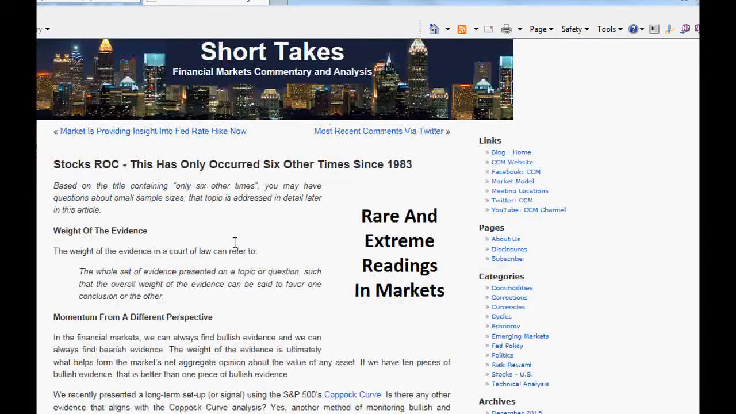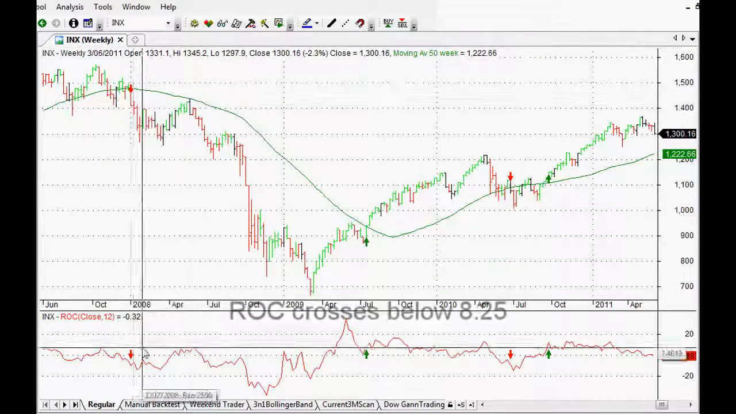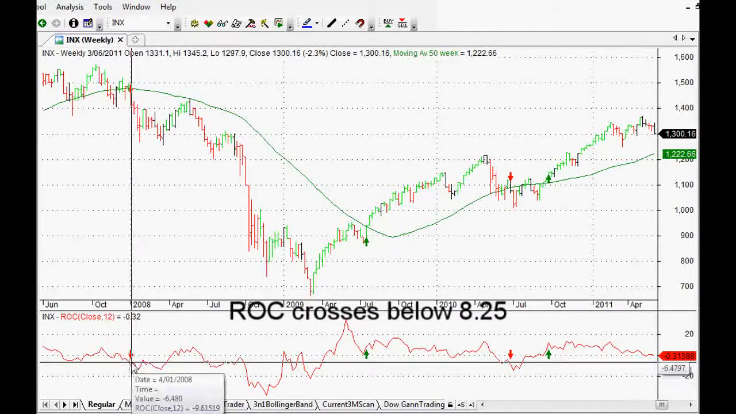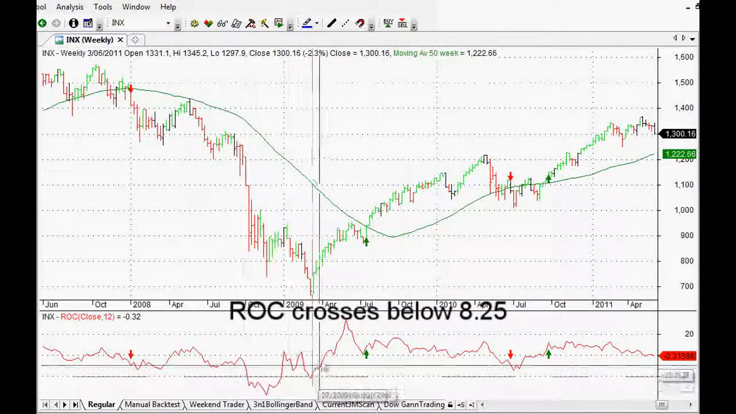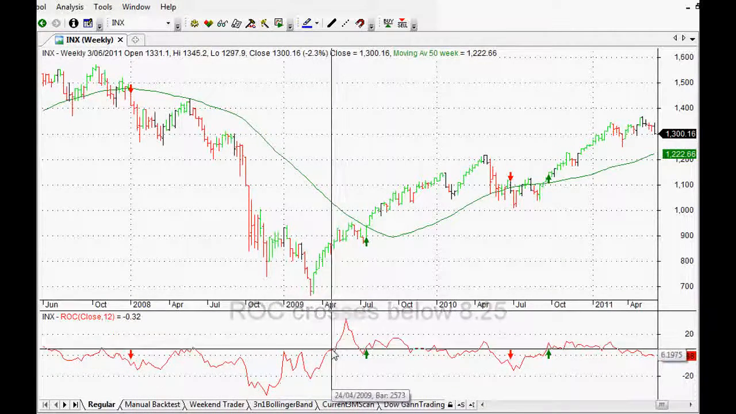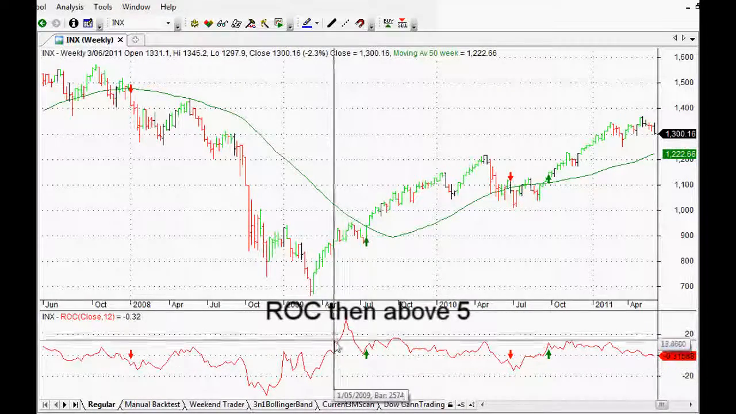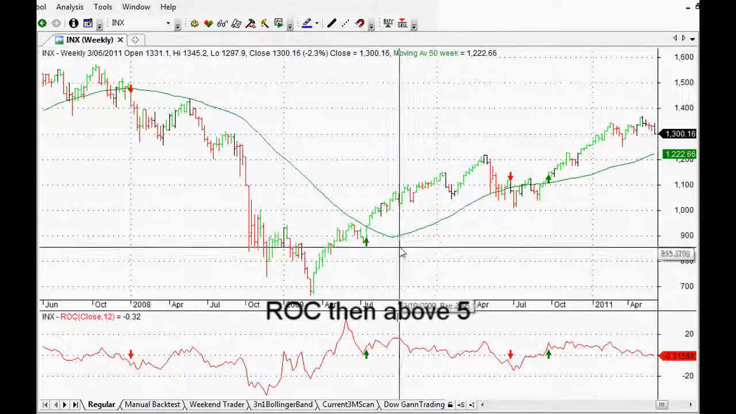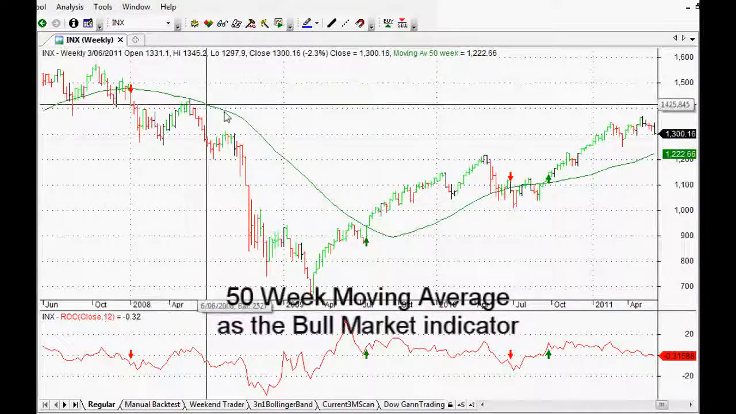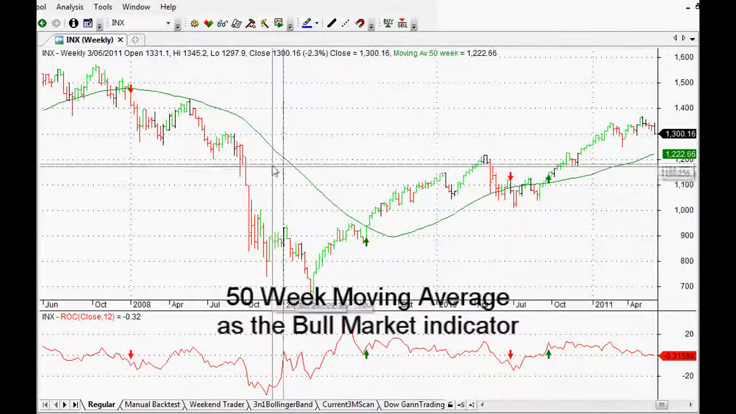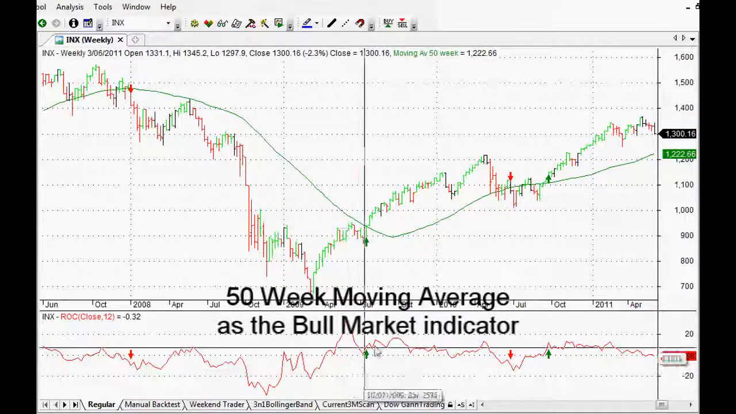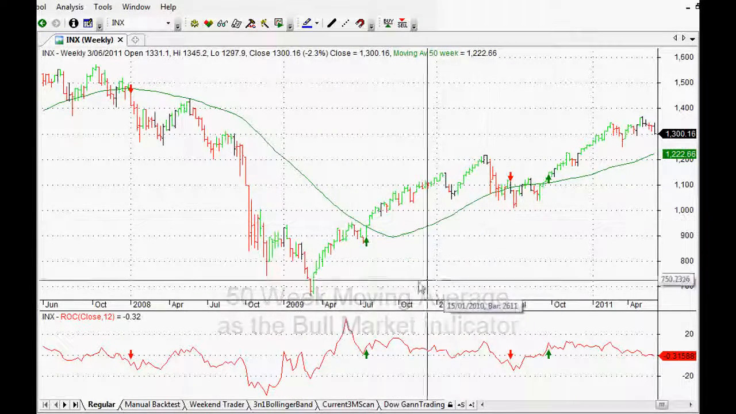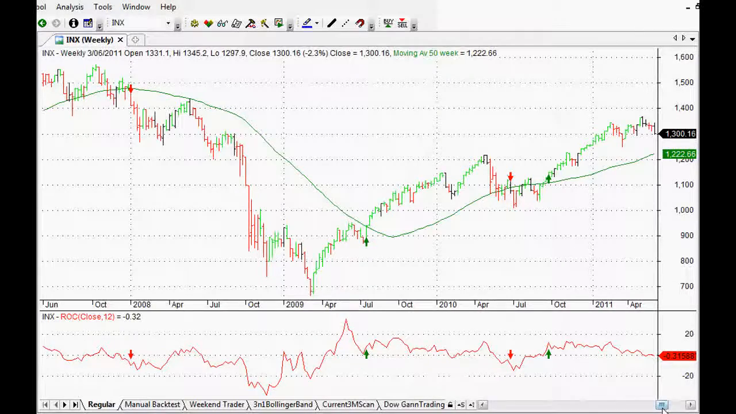And this week he's written about the rate of change indicator on the S&P 500. In other words, when it drops below 8.25% and then heads back above the 5 level, and it's also above its 50-week moving average, just as a sort of longer-term bull market indicator, then that tends to outperform the overall market, or it's a really strong buying signal.